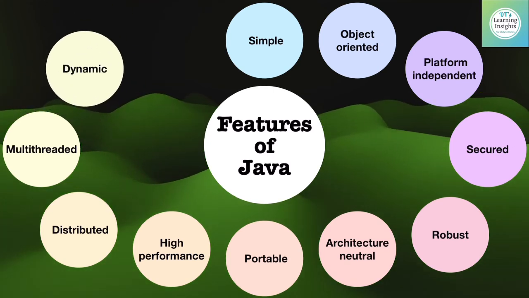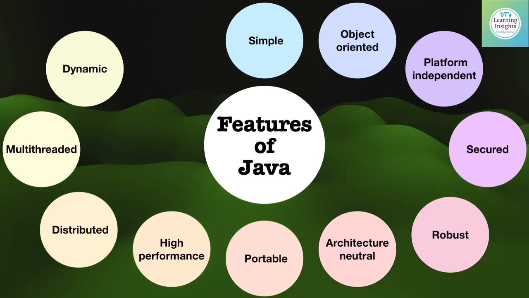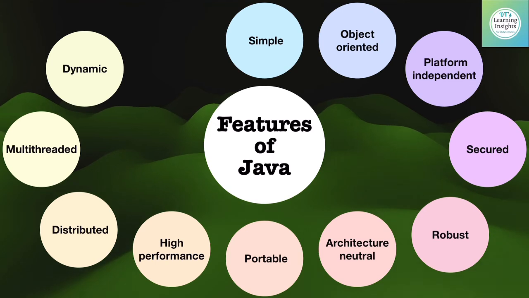Dynamic. Java is a dynamic language as it supports dynamic loading of classes, which means classes are loaded on demand, and it also supports functions from its native languages like C and C++.